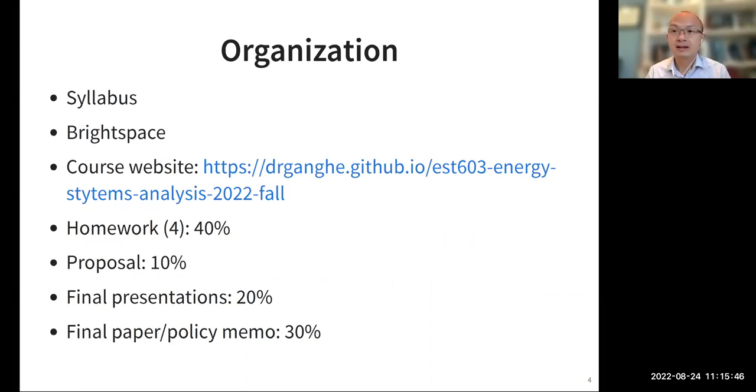Organization: please review the syllabus, which is available on both Brightspace and the online course website. I'll talk about the course website a little bit more. As I mentioned, Brightspace will be our main online platform. All class material and assignments will be posted on Brightspace. I'll try to organize modules by each week, so you know where to find them.